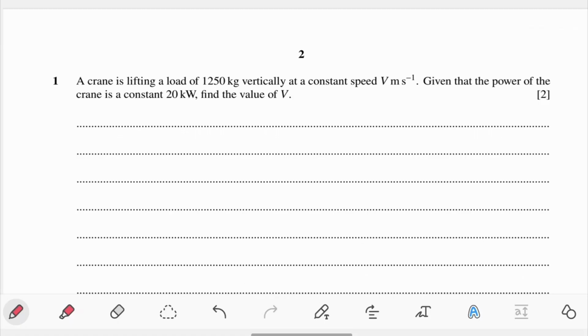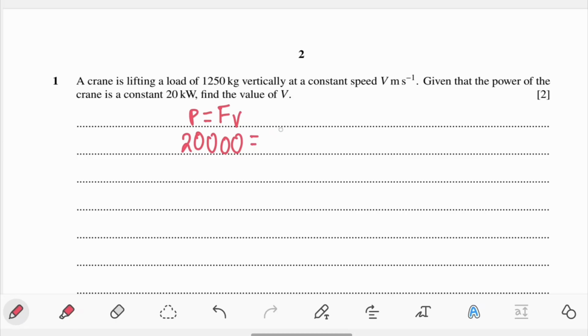First question: a crane is lifting a load of 1,250 kilograms vertically at a constant speed of V. Given that the power of the crane is constant at 20 kilowatts, find the value of V. So the power is equal to the force times the velocity. The power given is 20,000 watts. You have to convert it into the SI unit, so you need to convert it into watts, not leave it in kilowatt form.